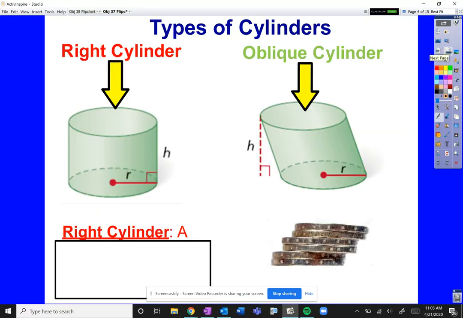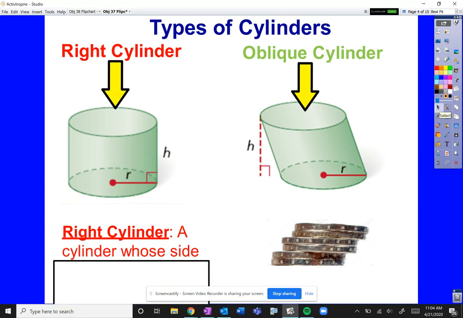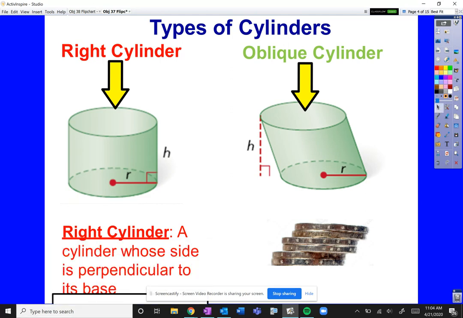All right, now we just want to talk about the difference. We're mainly used to seeing a right cylinder. And when we talk about a right cylinder, think about a right angle. So a right cylinder is a cylinder that has a perpendicular side to its base. So it's just standing straight up and down. The base is perpendicular, a right angle to the side. It's really what we're most used to seeing.